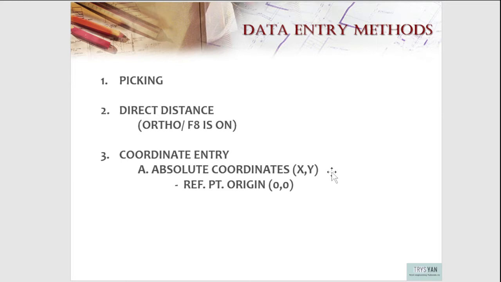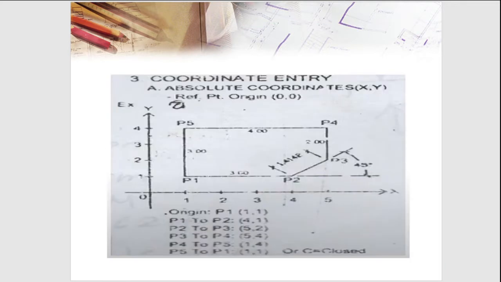I will demonstrate first the absolute coordinate method and then picking and direct distance. So let's begin. It is called absolute coordinate X and Y because we will draw the figure using the absolute coordinates of its endpoints. For example, we have this figure composed of 5 points. Again, we will enter the exact X and Y coordinates. The coordinate of our point 1 is 1,1. So this is our point 1. Let's try it in CAD.